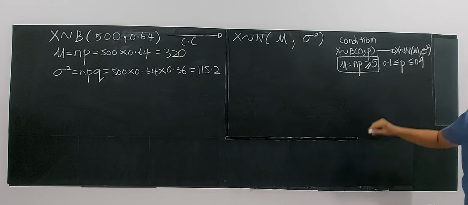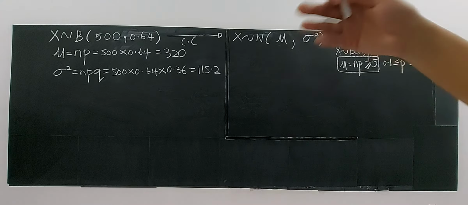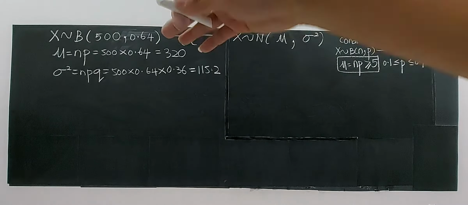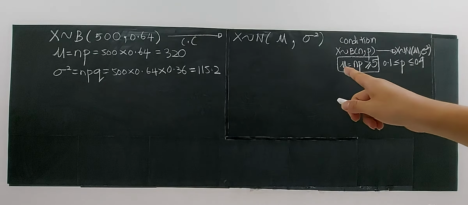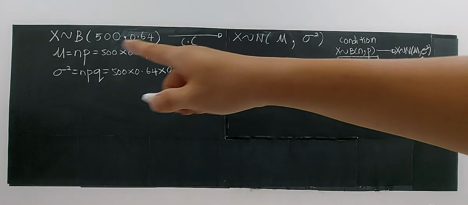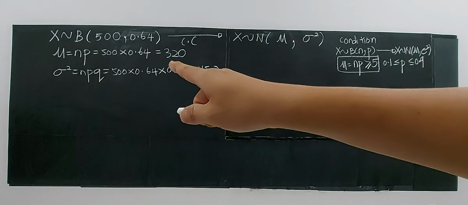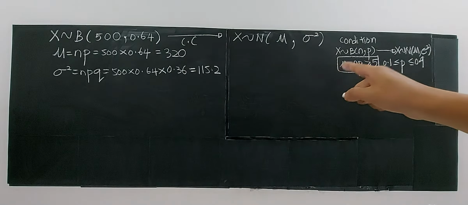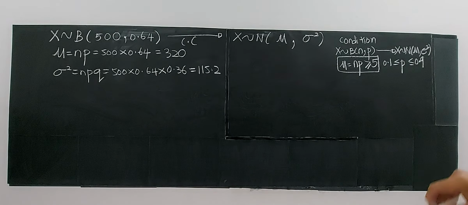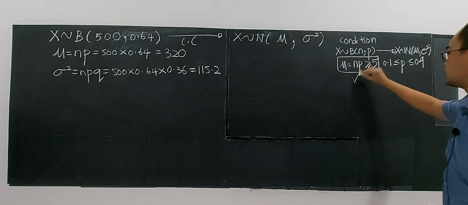Why do I explain this? Please listen. You see, np must be more than 5. Here np is 320, which is a lot bigger than 5, right? So condition 1 is passed.